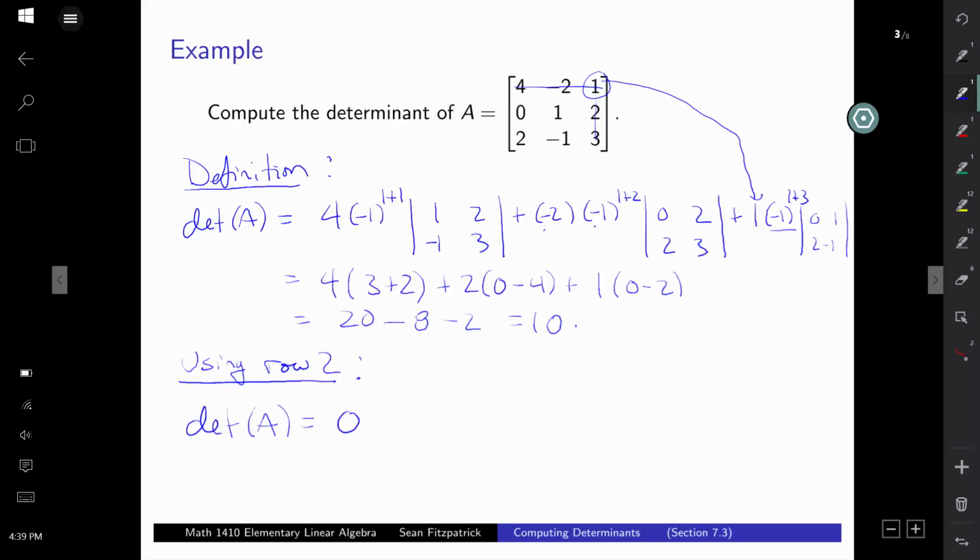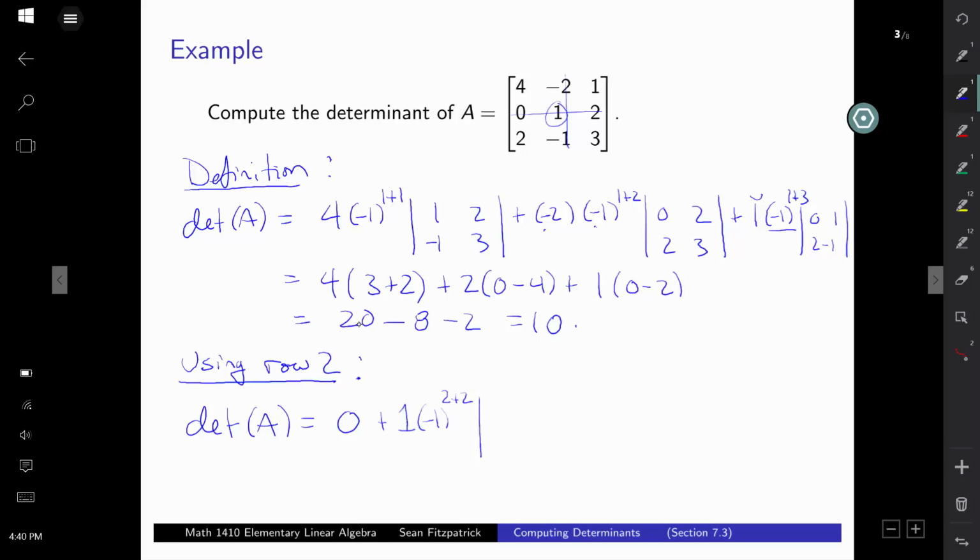I'm not going to bother writing the minor. Okay, but 0 times the 2, 1 minor, deleting row 2, column 1. But whatever, that's going to be 0, so we don't worry about it. And then I do the 1, 1 entry, 1. Sorry, that's the 2, 2 entry. 1 times minus 1 to the 2 plus 2 times the 2, 2 minor.